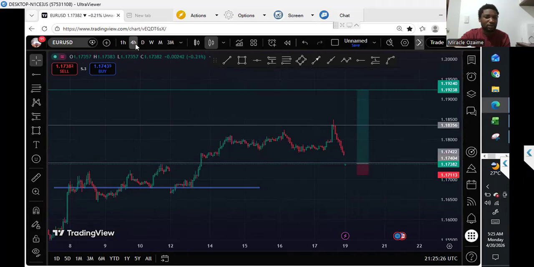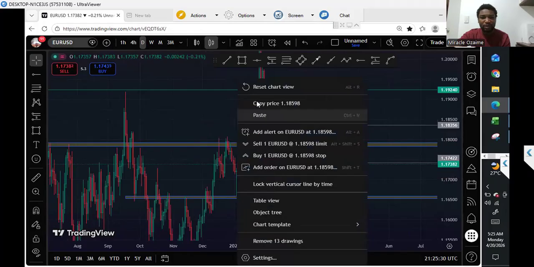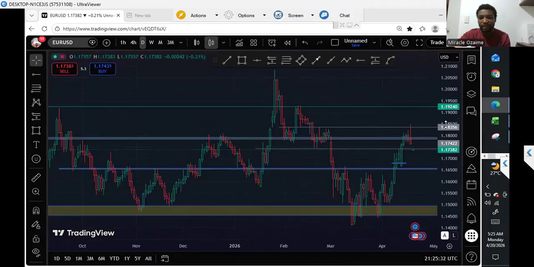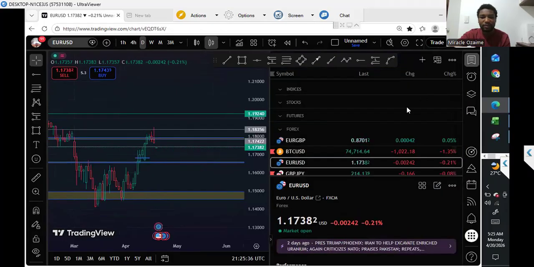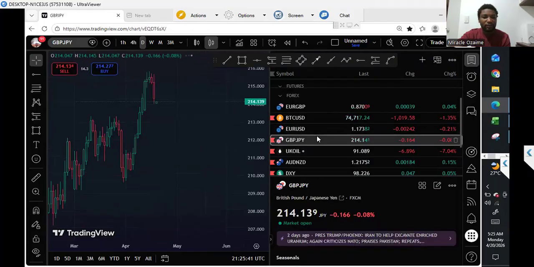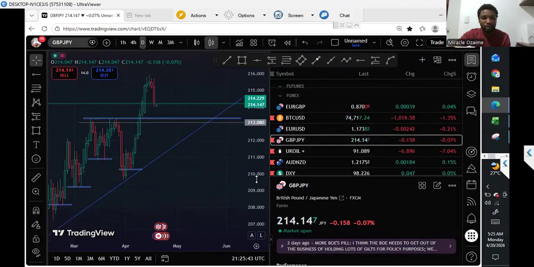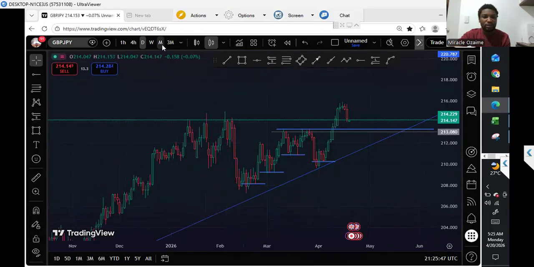I still think Euro USD is bullish. It's not yet bearish. That's my thought as of the moment. Let's see what the market is going to do on Euro USD. Then the next pair that I'm going to be looking at is GBP JPY. GBP JPY, on the other hand, this is what I'm looking at.